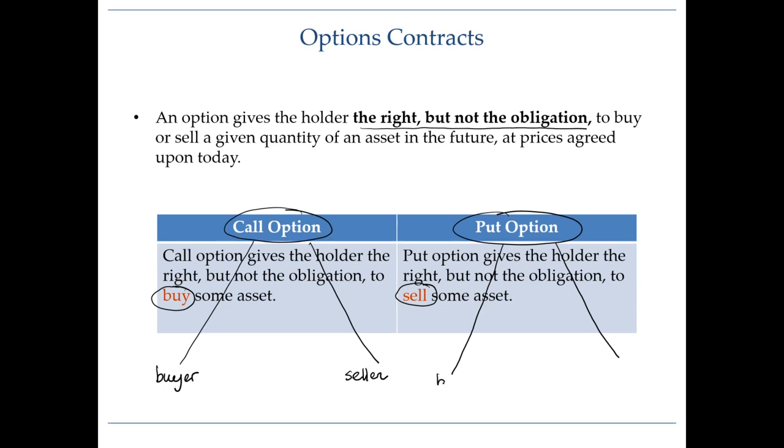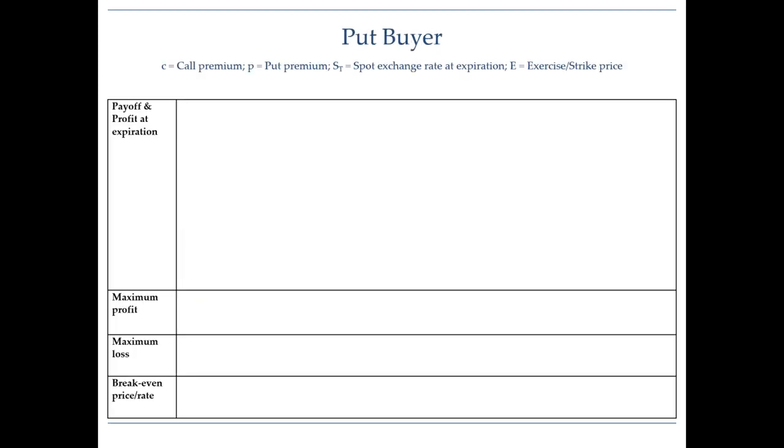So you have a buyer or holder of put option, and this is the party that has the right but not the obligation to sell the foreign currency. And then you have a seller or writer of put option, and this is the party who has to honor the contract and buy the foreign currency from the put option buyer if the put option buyer chooses to exercise this contract. So we have a video covering each one of these four positions, and this video covers the put option buyer. So let's take a look.